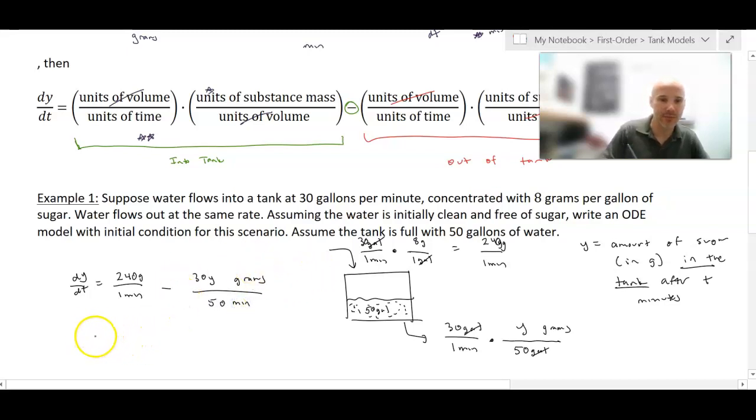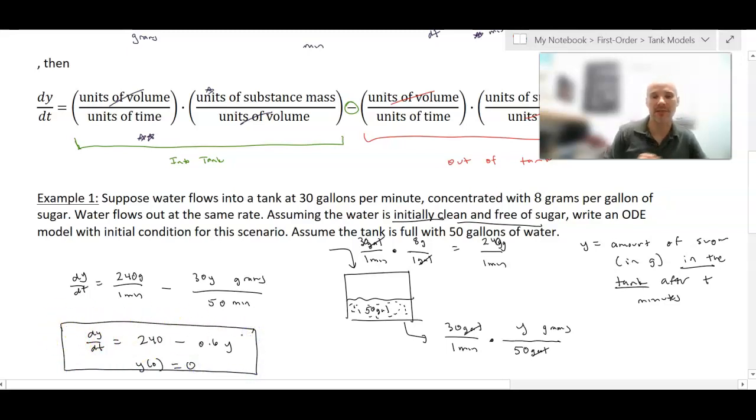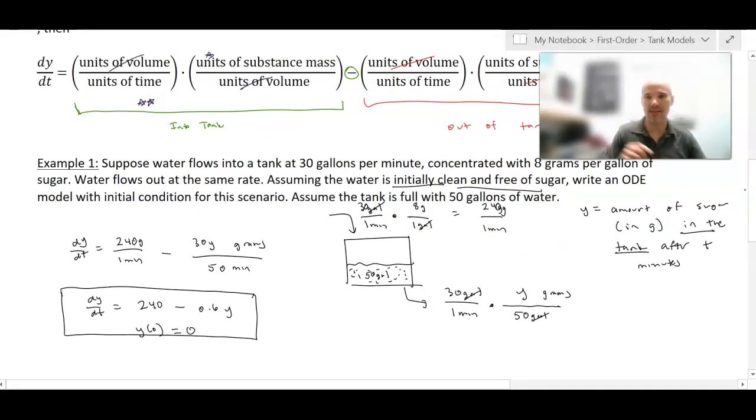So you could simplify this a little bit, and usually we're not going to write in the units. I'm just putting them there so you could see them. This would be 240 minus 30 over 50, which is 0.6, times y. And our initial condition, y of 0, the number of grams of sugar present inside at time 0: it's initially clean water and free of sugar, so y of 0 is equal to 0. This is a separable ODE. We could solve this and answer questions about how many grams there actually are in there. And that is the extent to which we're going to take this.